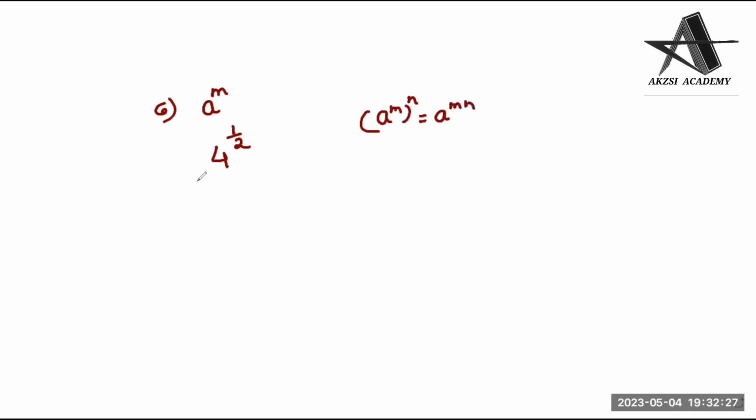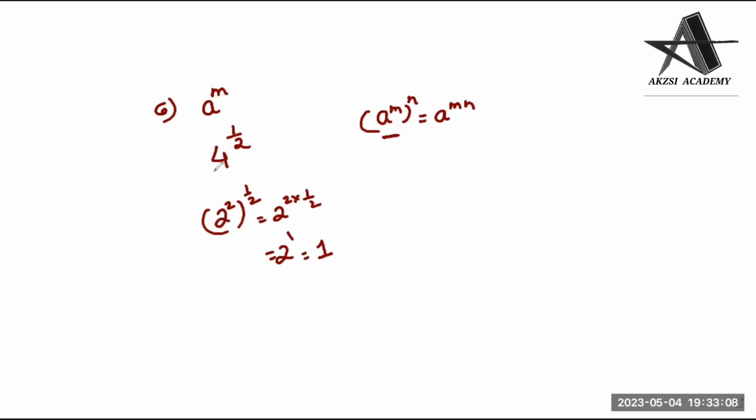So 4 to the power of 1 by 2, first I have to write 4 in terms of a base number, in terms of indices. 4 can be written as 2 squared, whole to the power of 1 by 2. Now applying this rule, a to the power of m whole to the power of n is a to the power of mn. So 2 to the power of 2 into 1 by 2, which is 2 to the power of 1. For fractional, it's not exactly a rule you can say. Rules are 5. But this one is how you can solve a fractional indices.